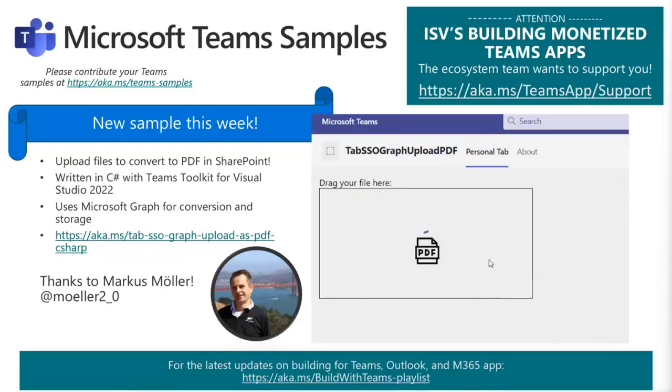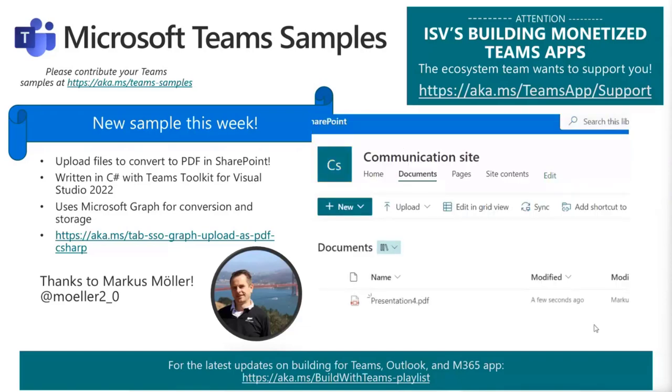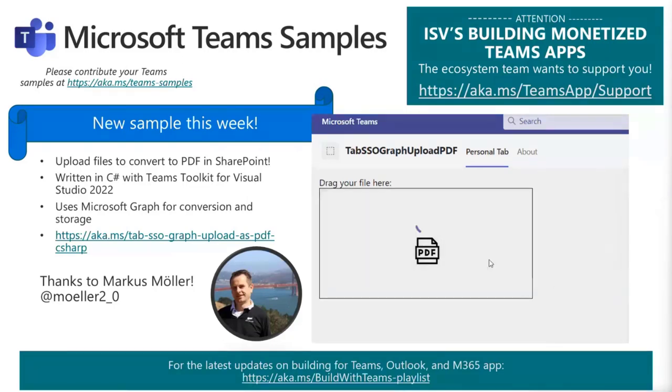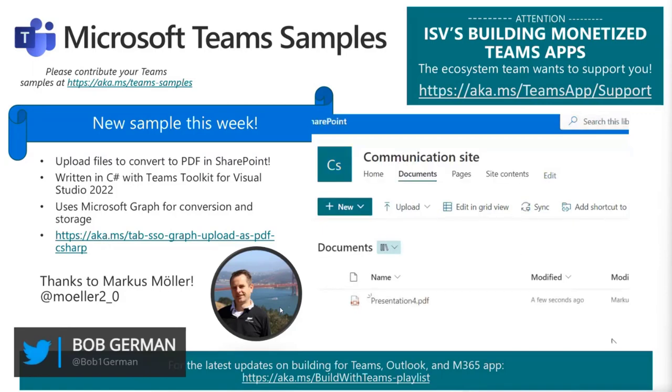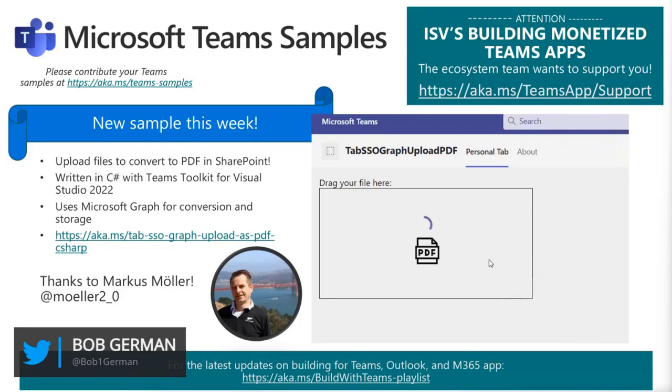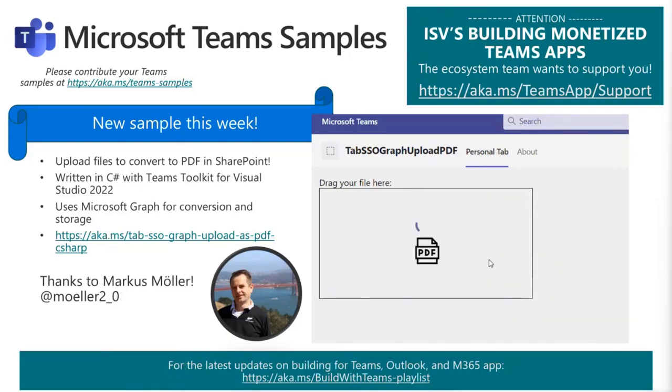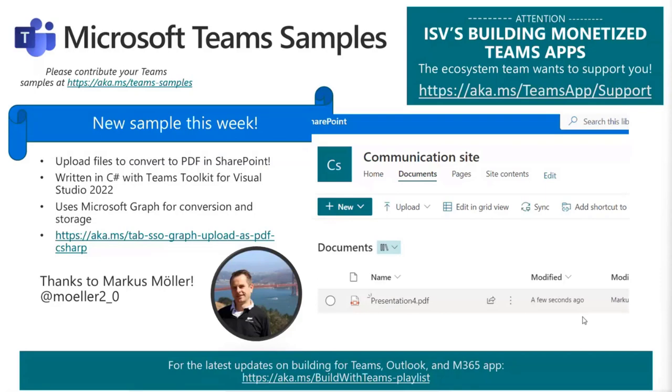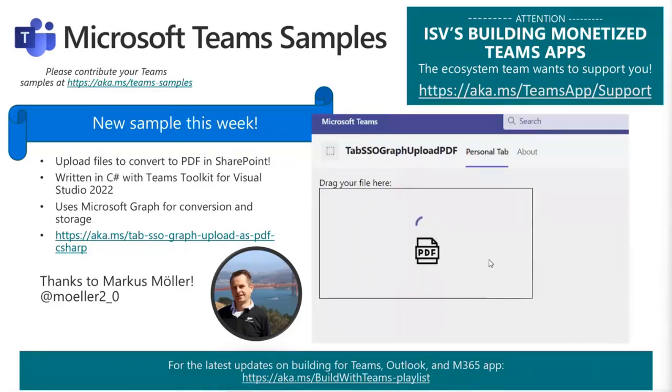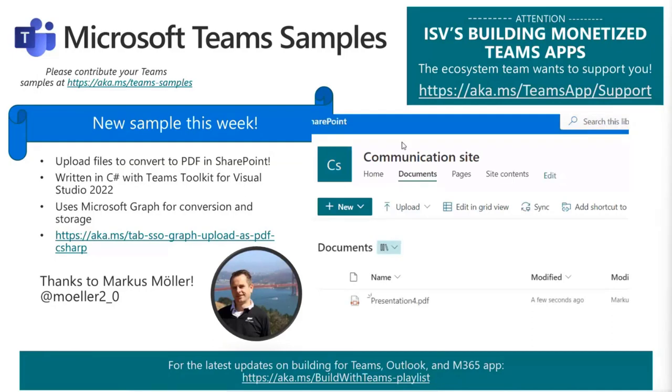The main point is another amazing demo sample by the one and only Marcus Moeller, who's going to be showing another one of his great samples in a few minutes. This one allows you to upload files and convert them to PDF in SharePoint. It uses the Microsoft Graph for conversion. What's so amazing about it to me is that it's written in C# with Teams Toolkit for Visual Studio 2022. Not everybody knows that there is now an awesome way to build apps for .NET developers. Please check out this sample. The URL is on the screen, and please go ahead and use the Teams Toolkit. This is a great way to get started. Thanks so much, and back to you, David.